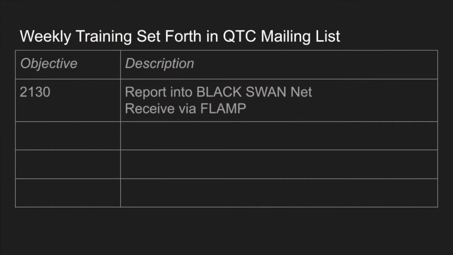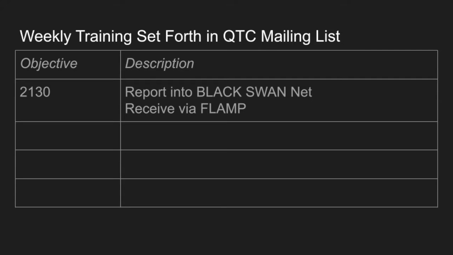So we have been training not only in our regular operation as it's spelled out in Activation Notice 2, but also with exercises. We have coordinated weekly exercises via the QTC Internet mailing list, and that has helped us to prepare, to be ready to go into action should the need arise. So some of the things that have helped us to prepare are the training tasks 2130. Report into the Black Swan net and receive with FLAMP a message.